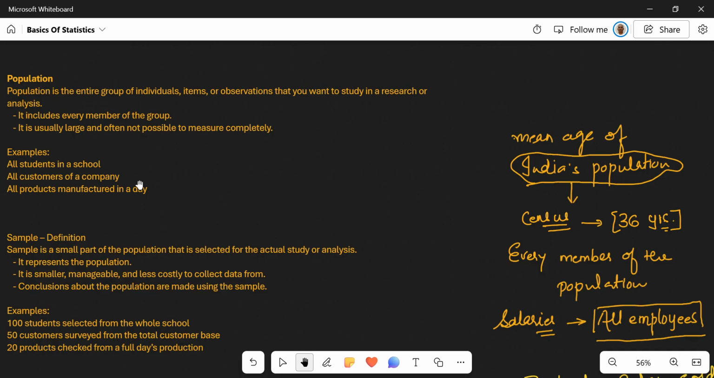Examples of population could be, if I'm studying a school, if I take all the students of that school, that's a population. All students in a school, right? All customers of a company, all products manufactured in a day, right? These are examples of population.